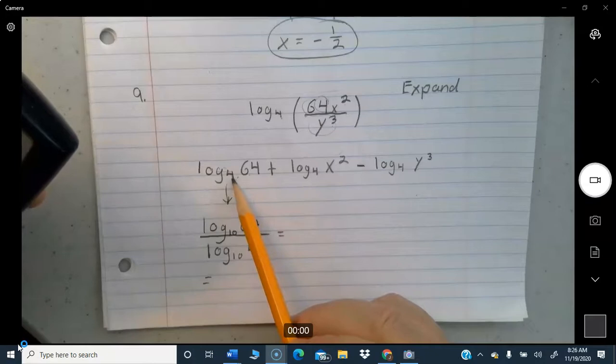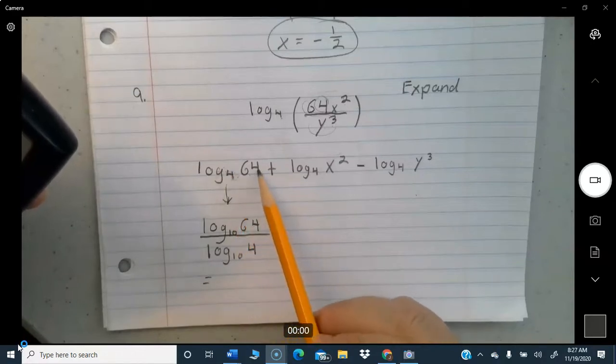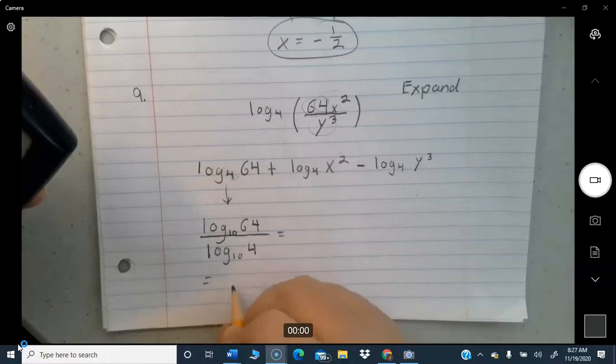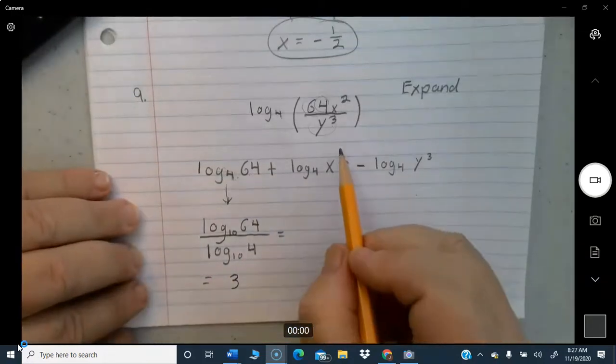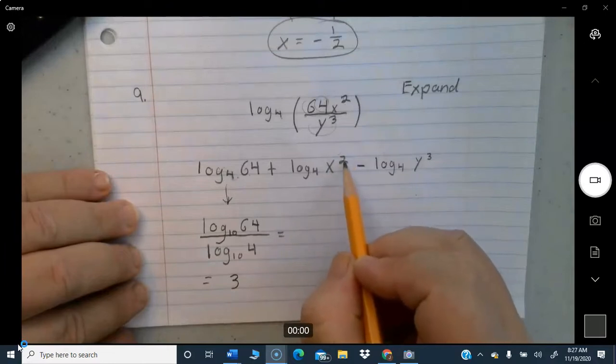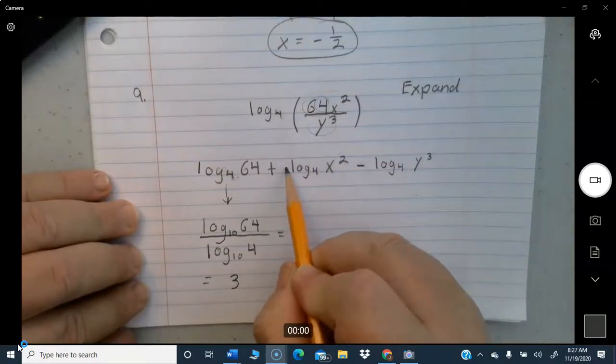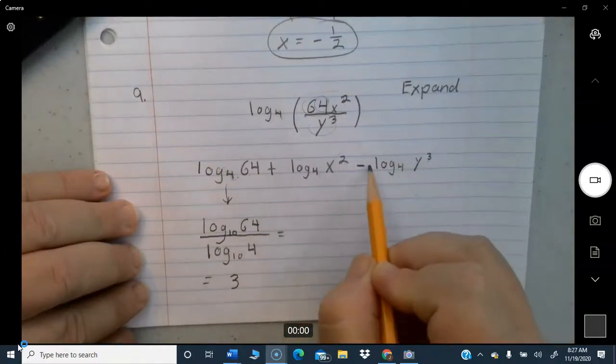And some of you may have seen that. What log 64 is saying is, what power do you have to raise 4 by to get 64? That's what this is saying. I have to raise 4 by what power to get 64? The answer is 3. So that's 3 right there. Now the only thing I can do with these two, I can't solve for a specific number, but I can take that exponent and bring it out front, and this one and bring it out front here.